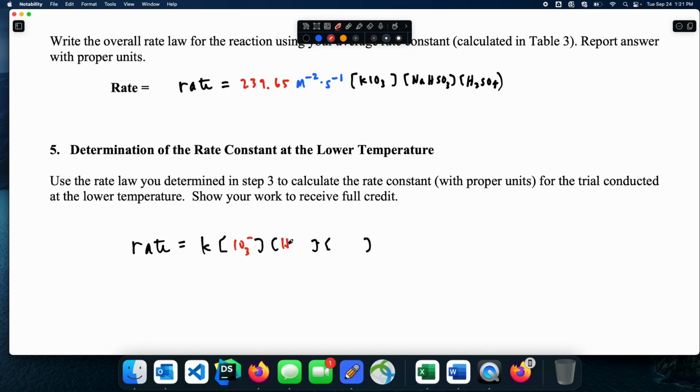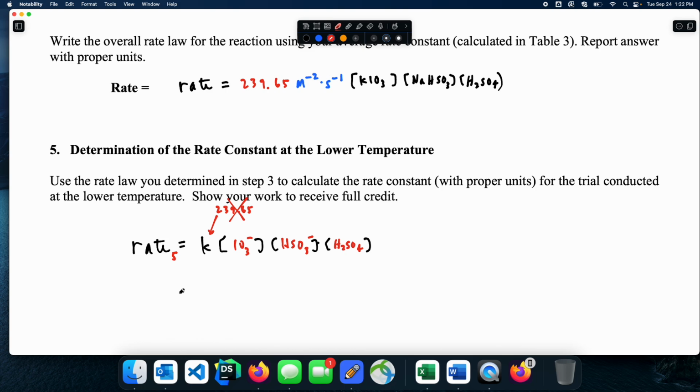iodate, hydrogen sulfite. Oops, that was sulfate. Hydrogen sulfite. And sulfuric acid. Okay. Now, we know for trial 5, it was a different temperature, right? And so this is not going to be 239.65. No, it's not, because it was cold, and k is temperature dependent. So let's go ahead and figure it out.